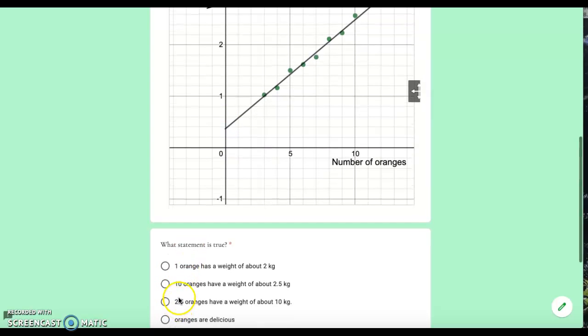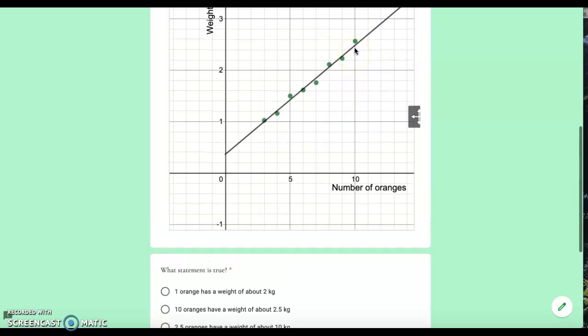Okay, second statement says 10 oranges have a weight of about 2.5 kilograms. So again, I'm going to look for oranges along the x-axis. That's 10 oranges. I'm going to go up to meet the point. And it looks like 10 oranges, if I go over to see what value that corresponds to on the y-axis, it's going to fall between 2 and 3 kilograms along the y-axis. So 10 oranges weigh about 2.5 kilograms. That actually seems like a true statement to me, so I'm going to select that one.